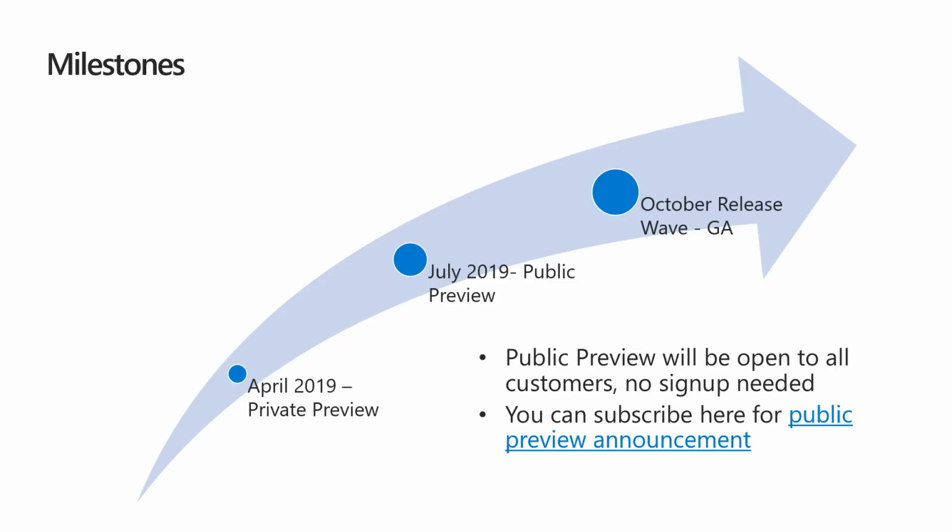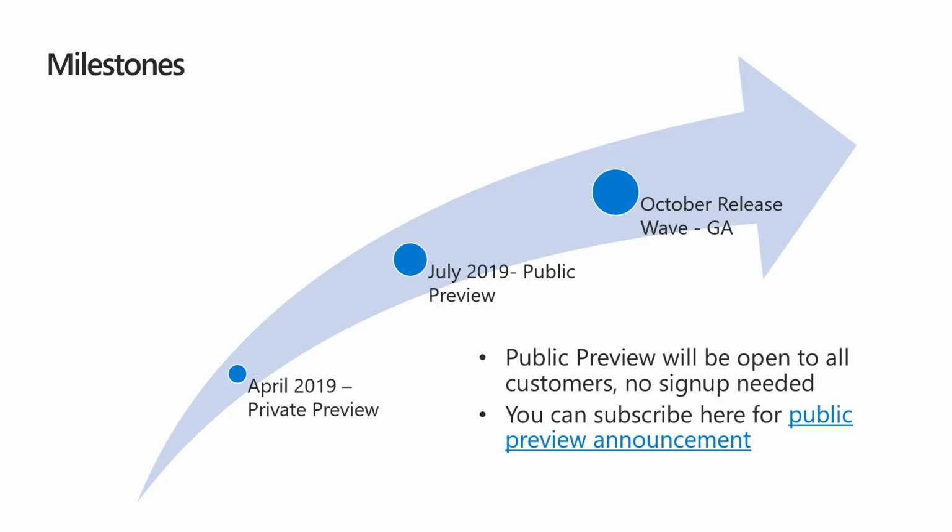Then in October release wave, that's when we go GA. We haven't nailed down a specific date yet. That's why I'm saying release wave. That gives me more leeway. But that's the time frame we are looking to GA this. Depends on how the feedback goes, whether people like it or not. That way, we are going to decide what our GA date is going to be.